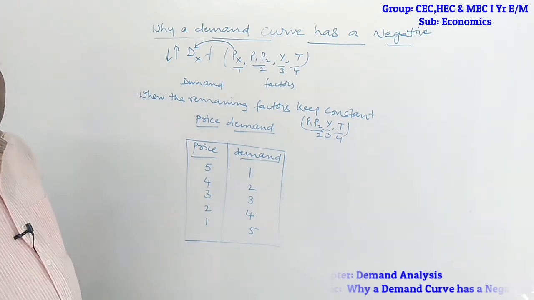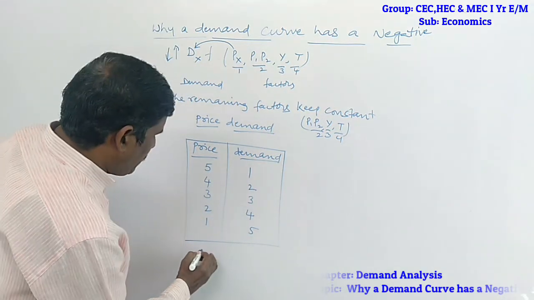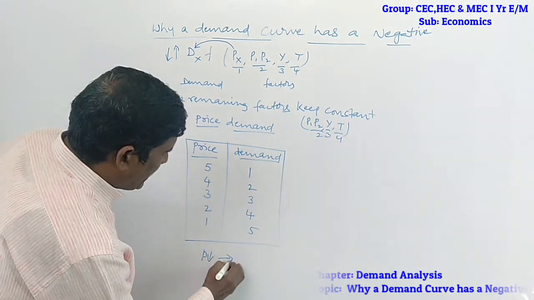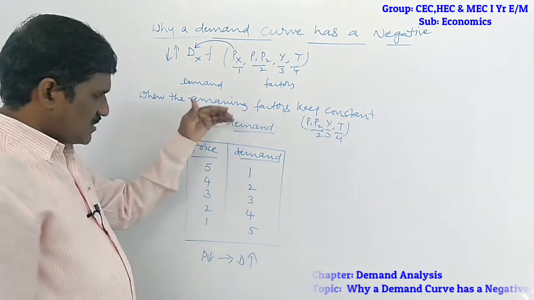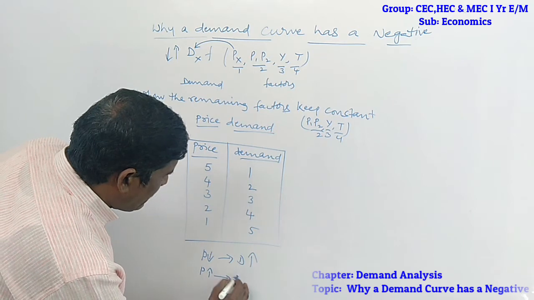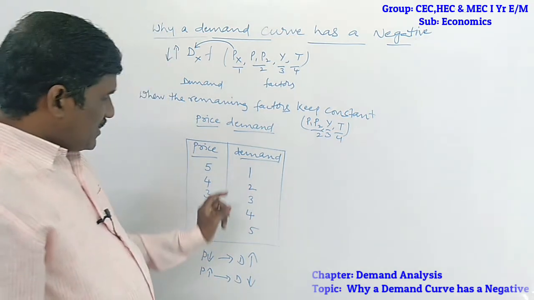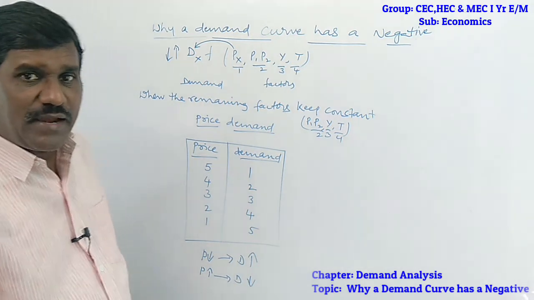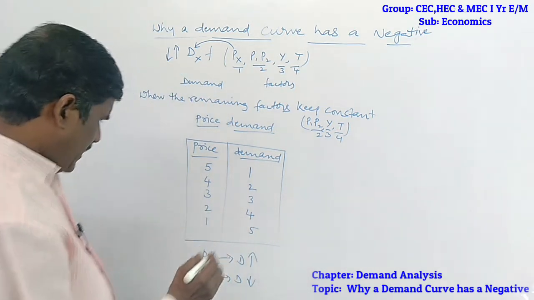This is the demand schedule. What does the demand schedule explain? Going from bottom to top, if the price of the commodity decreases, the demand of the commodity increases. Then, if the price of the commodity increases, the demand of the commodity decreases. So this is the action of price and demand. What is the relationship between price and demand? An inverse relationship between price and demand.